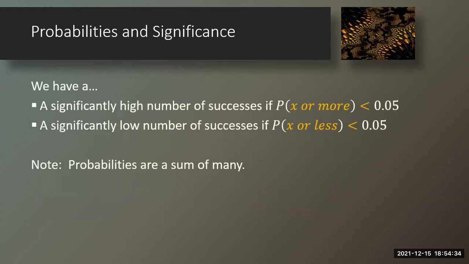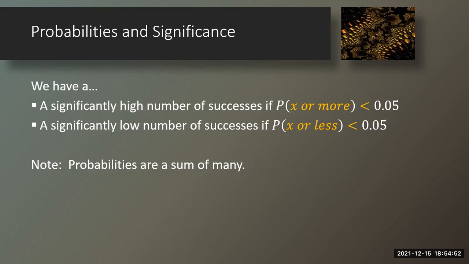Now, we also have a way of dealing with this in terms of probabilities. If the probability of X or more is less than 0.05, that will be a significantly high number of successes.